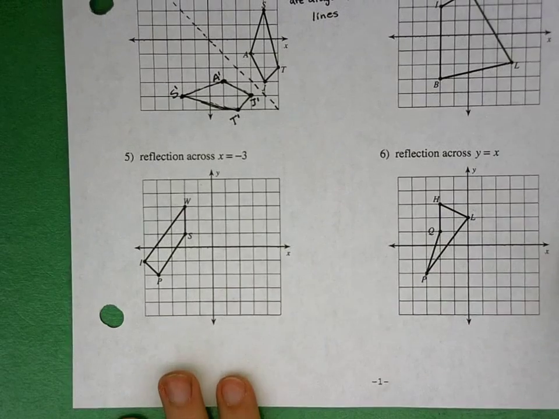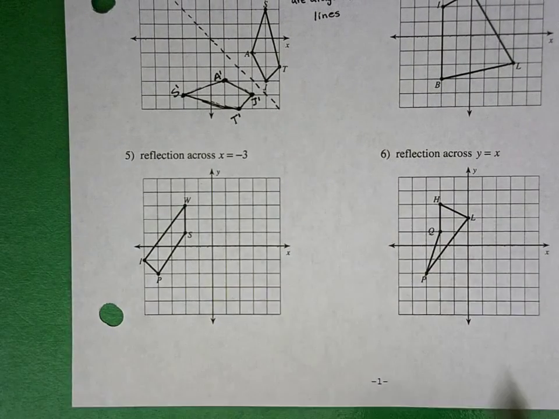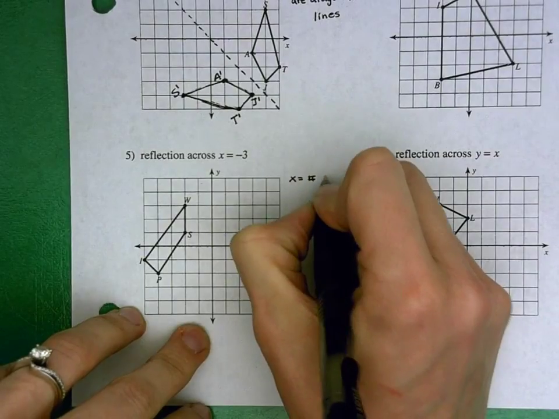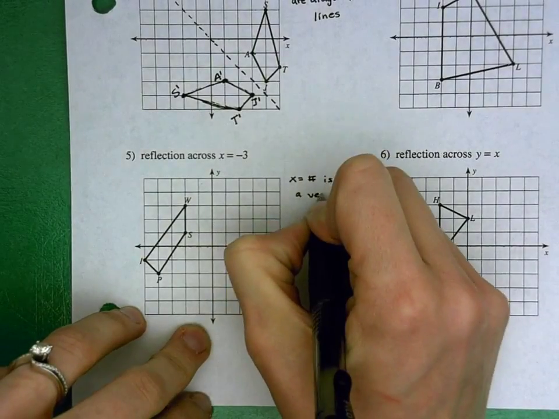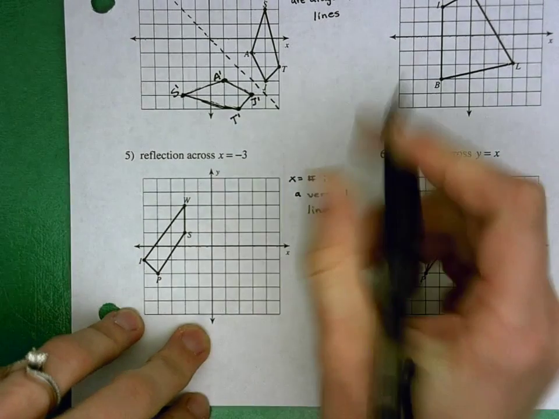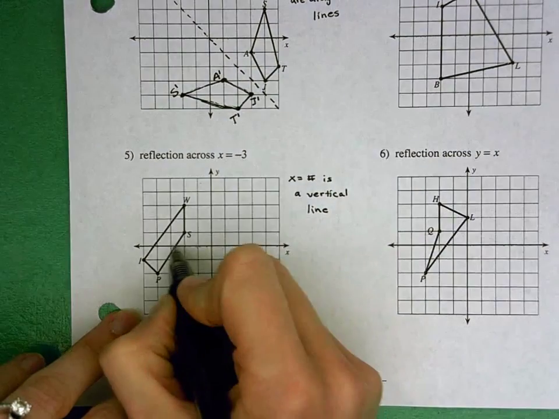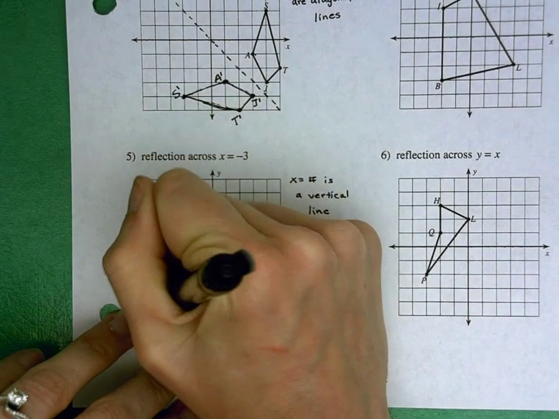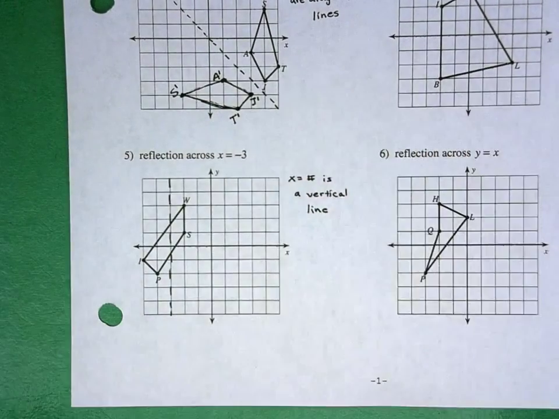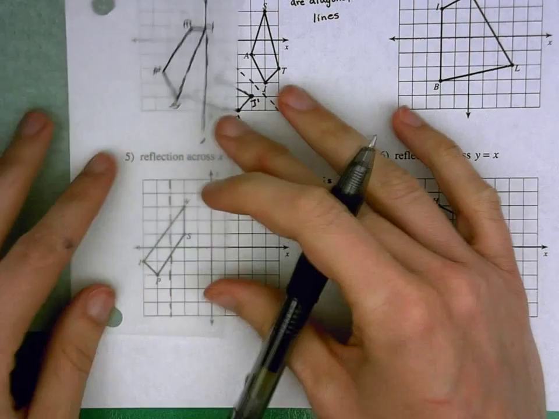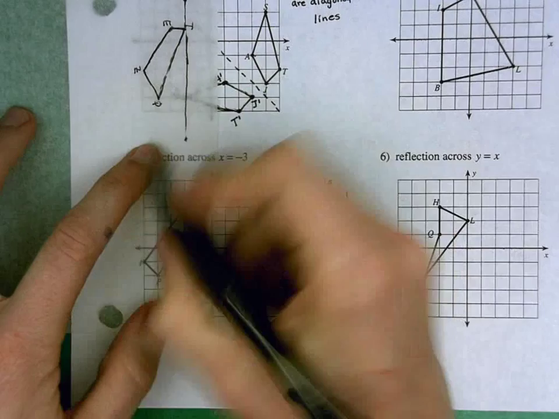Okay, last one here. On the front, we have reflecting across x equals -3. x equals a number is a vertical line. So x equals -3 is out here. There's my line of reflection. Okay, so same thing. Line this up. Sketch in the shape.